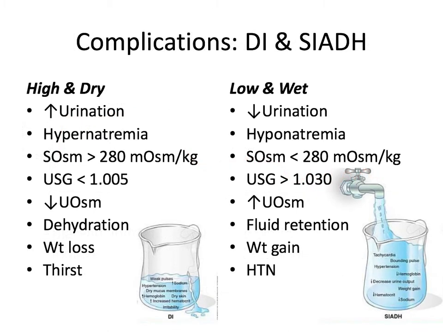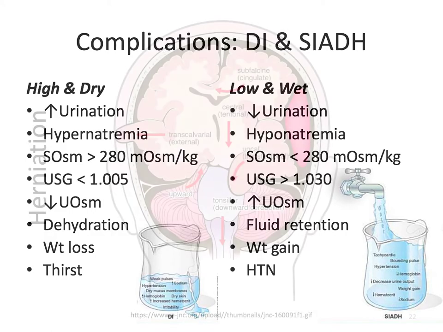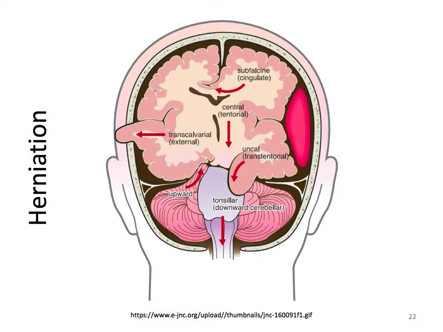Two of the most common complications of increased intracranial pressure are diabetes insipidus and SIADH. I provided this slide from a previous semester just as a recap. One of the most unfortunate consequences of increased intracranial pressure is herniation.